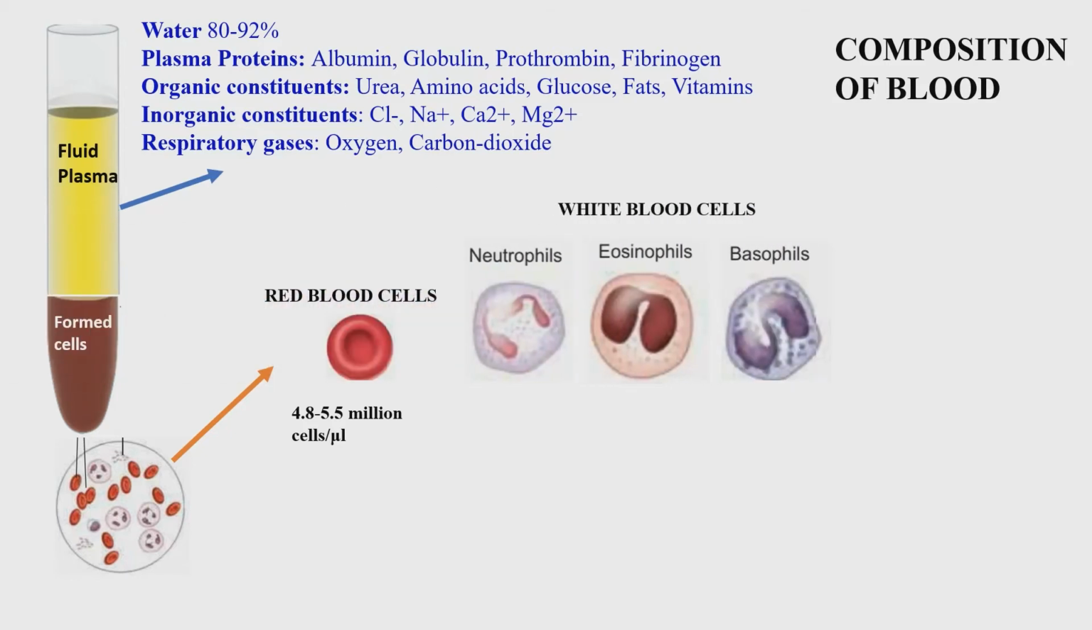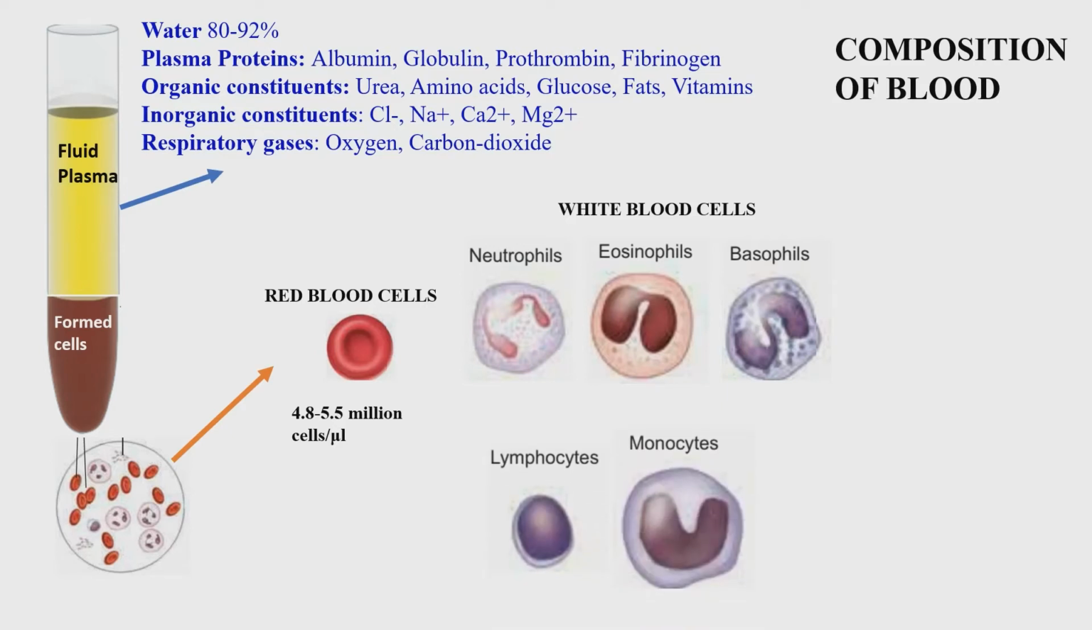And then the next important cells are white blood cells. They are of two types. One is granulocytes. They contain granules or the dotted materials inside the cells called granules. They are neutrophils, eosinophils, and basophils. And those cells which don't have any granules or stored chemicals, they are lymphocytes and monocytes. The WBCs are present in thousands, that is 5,000 to 7,000 cells per microliter.